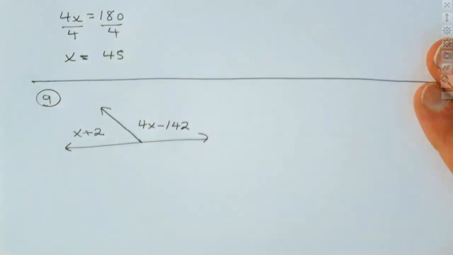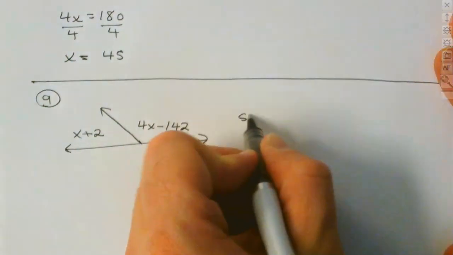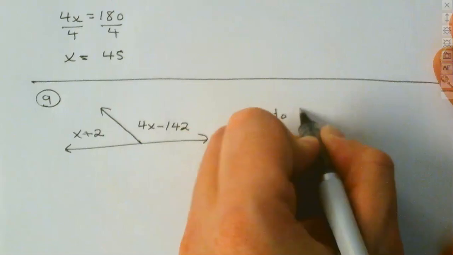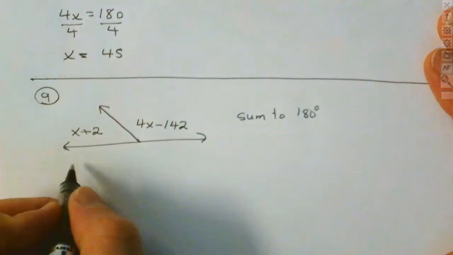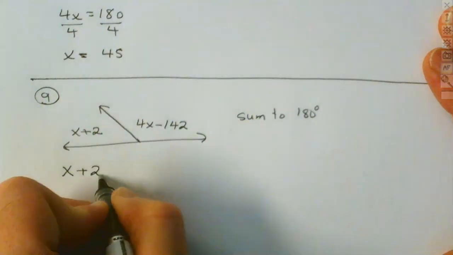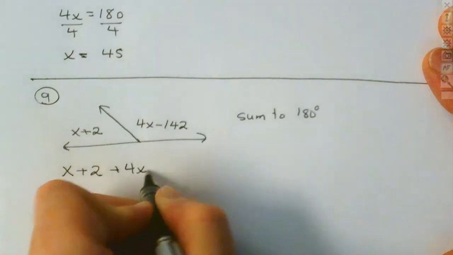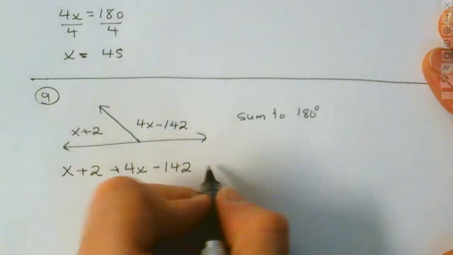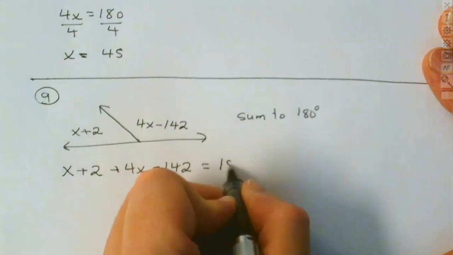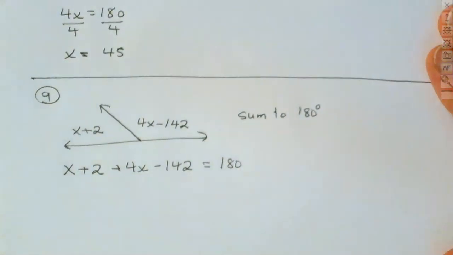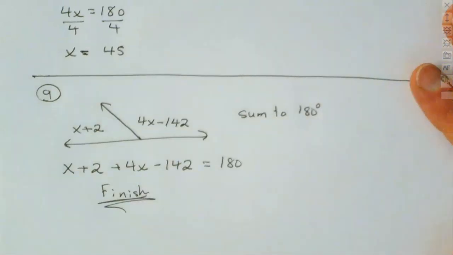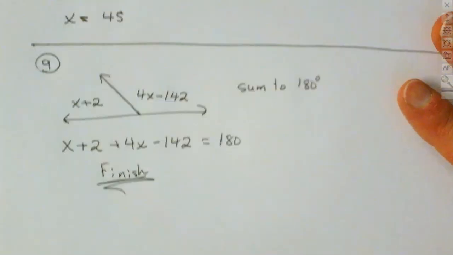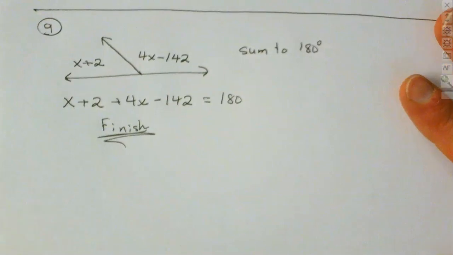So what do we know here? These are going to sum to 180 degrees, right? So what does our equation look like? Looks like x plus 2 plus 4x minus 142. And what does that equal? 180. And I think you could finish it from there. Combine like terms and solve. Very, very similar to question 5.